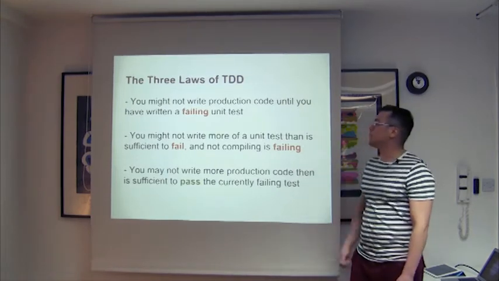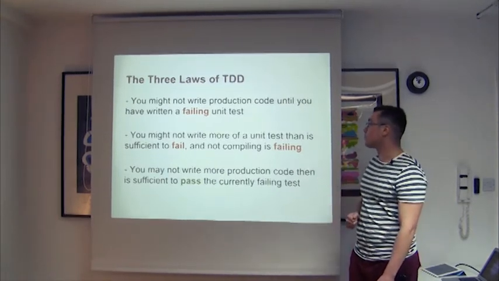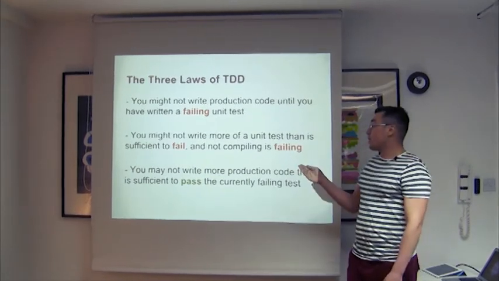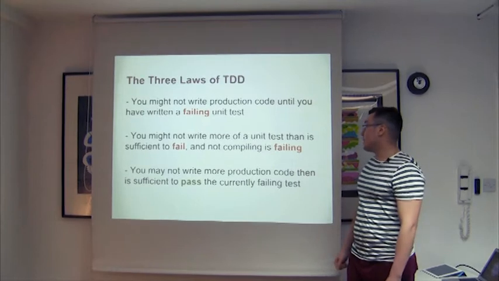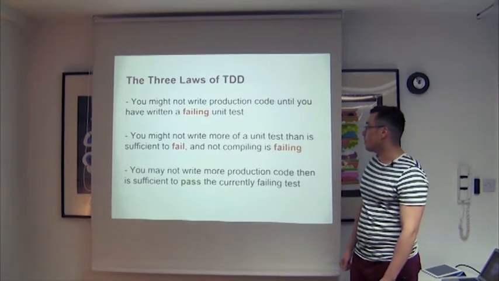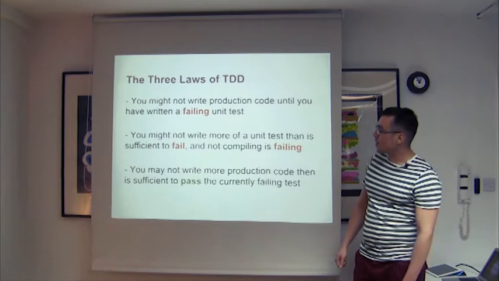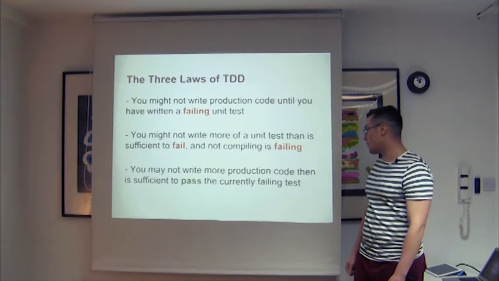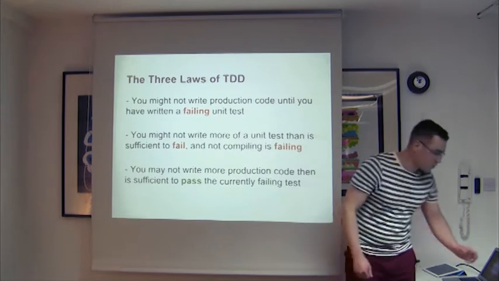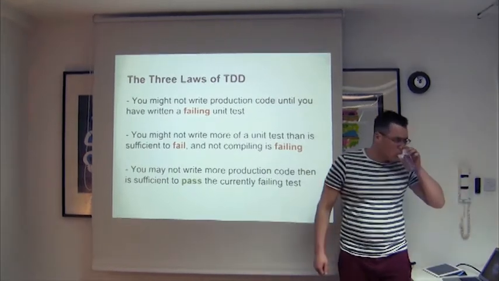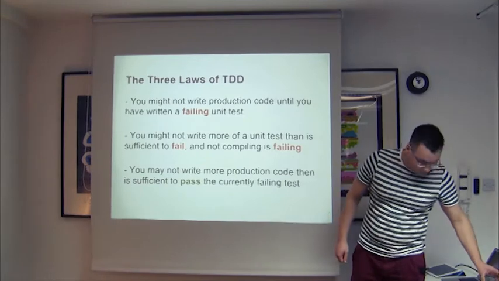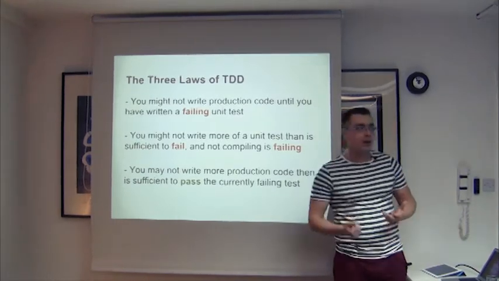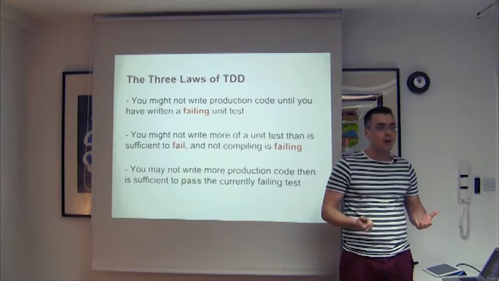The first law is you may not write production code until you have written a failing unit test. The second one is you may not write more of a unit test than is sufficient to fail, and not compiling is failing. And the last one is you may not write more production code than is sufficient to pass the currently failing test. Okay, so that gives a much deeper understanding of what TDD is really about.